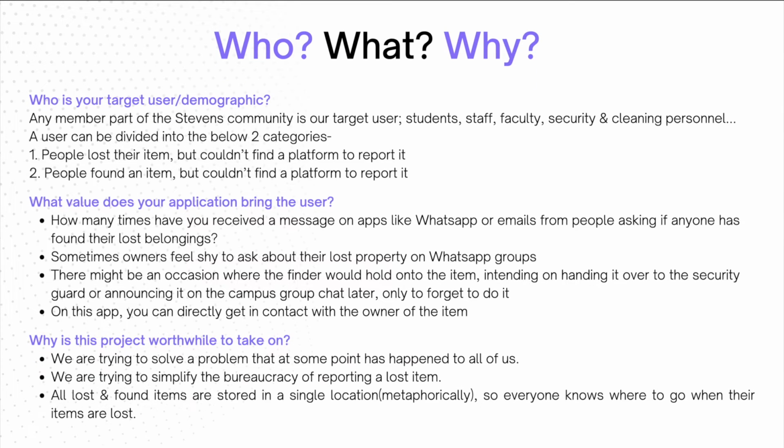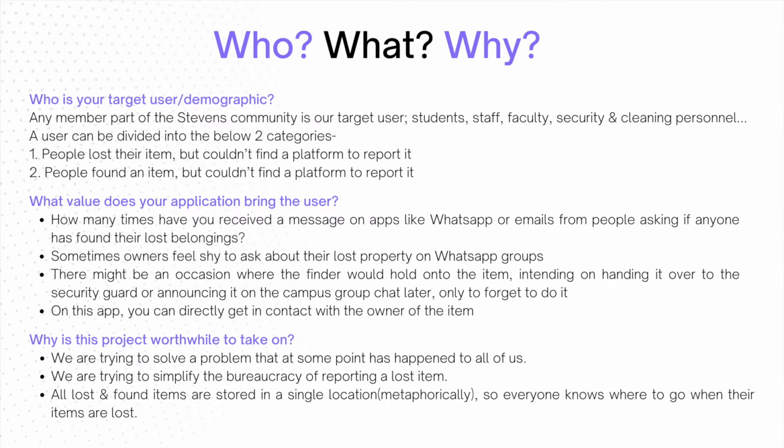Okay, let's discuss the 3Ws: who, what, and why. Who is our target user demographic? Any member part of the Stevens community is our target users. It can be students, faculty, staff, security, and etc. A user of this application can be divided into two categories: a person who lost their item and couldn't find a platform to report it, and a person who found an item and couldn't find a platform to report it.